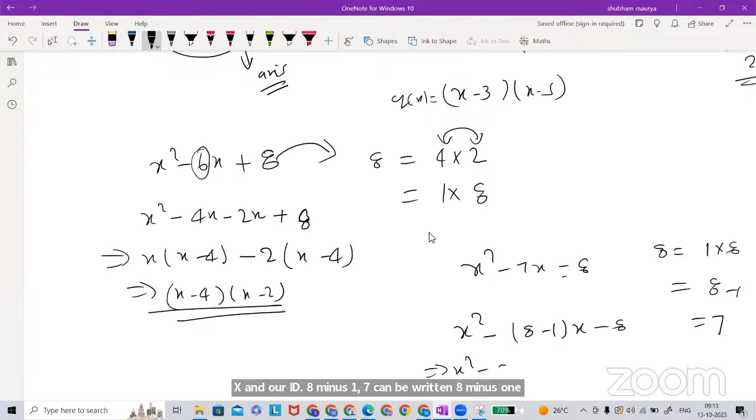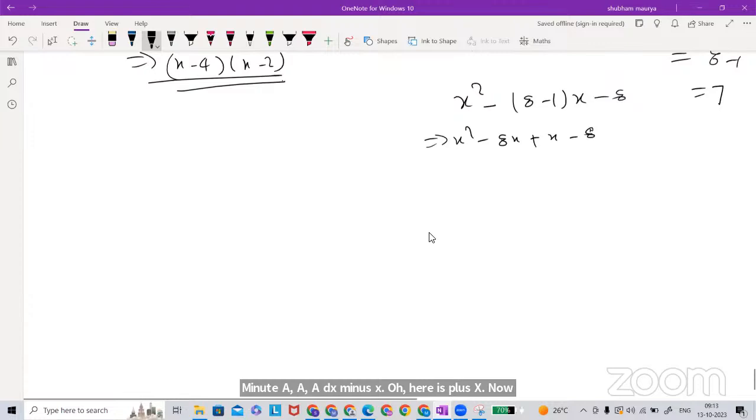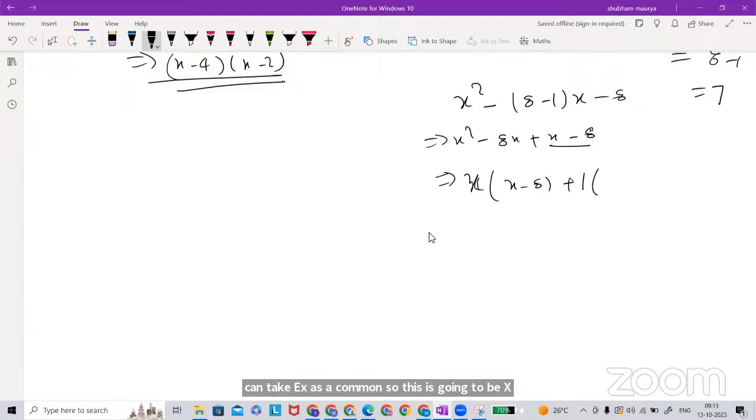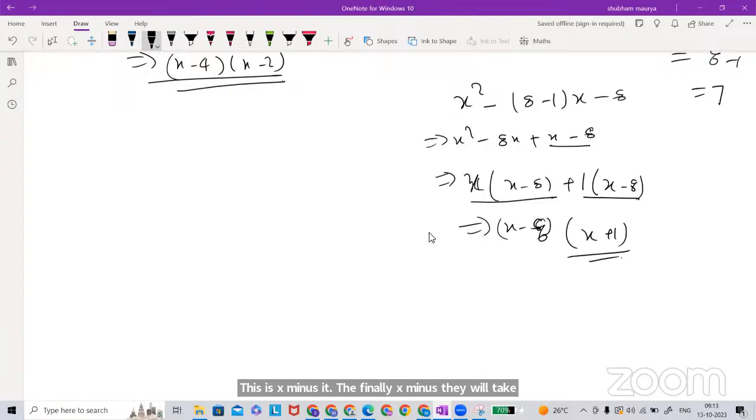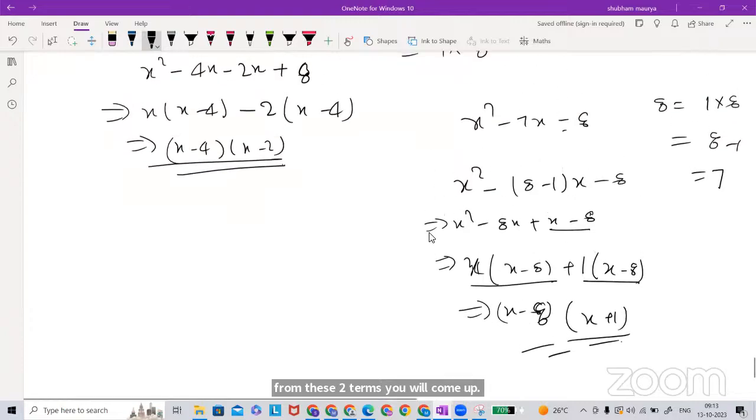Suppose I am taking a different example, which is x square minus 7x plus 8. Here the sign is minus, so 8 could be written as 1 cross 8. If you subtract 8 minus 1, you will get 7. So you can think of it as x square minus 8x plus x plus 8. Now take x common, this is x minus 8, and from the other terms take 1 common, so finally x minus 8 and x minus 1 are common. Factorizing is this way.